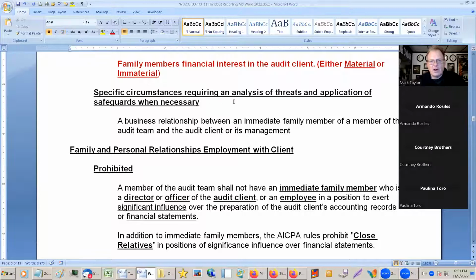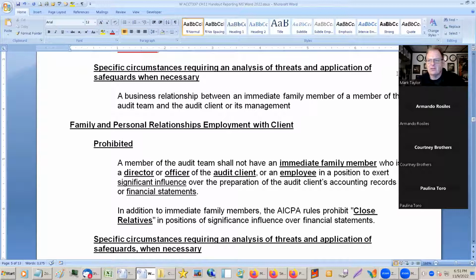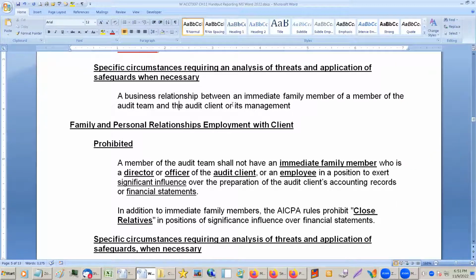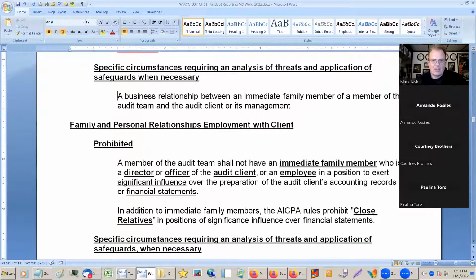So circumstances requiring an analysis of threats and application of safeguards when necessary. A business relationship between an immediate family member and the audit team, and that's it, of the audit team and the audit client or its management. Okay, so when they say special circumstance requiring an analysis, this is actually what they mean: you have to document it.